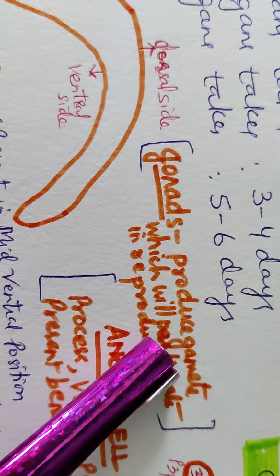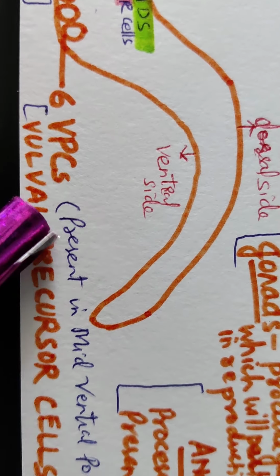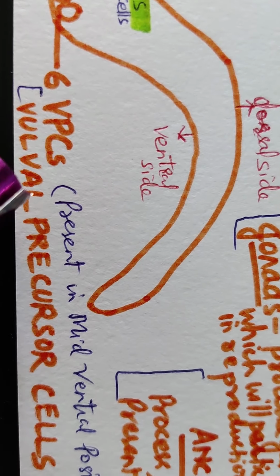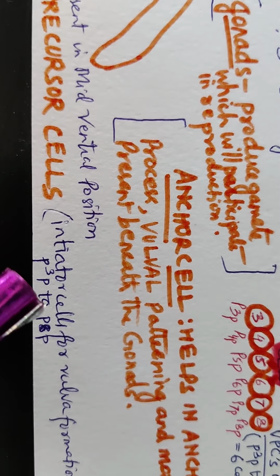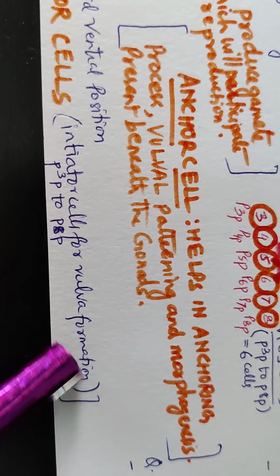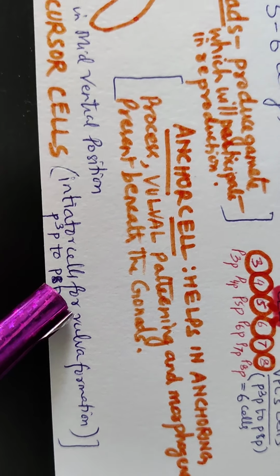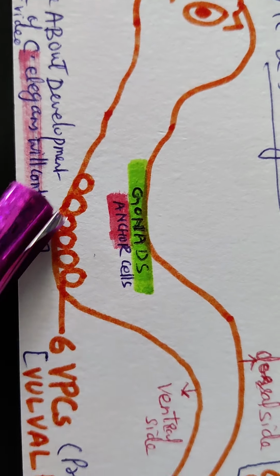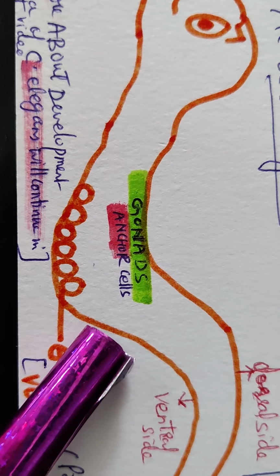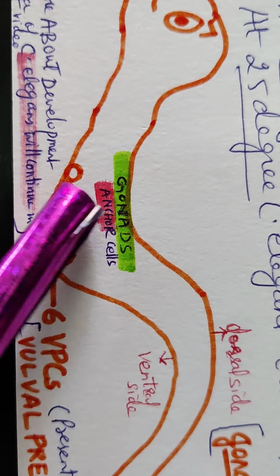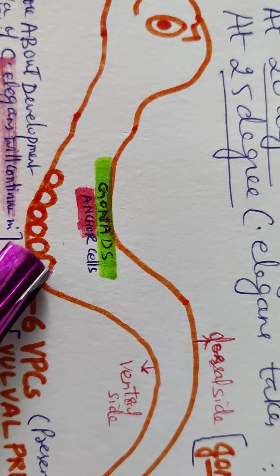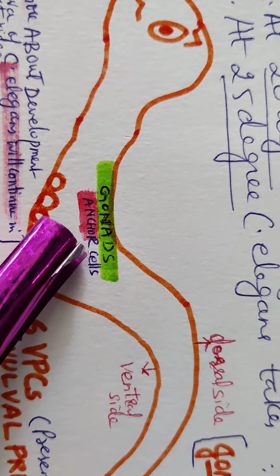participate in reproduction. On the ventral side, the 6 VPCs, which are called vulval precursors, are present in the mid-ventral position. They initiate cells for vulval formation, P3.p to P8.p. Here are the 6 cells shown in this groove-like part, which will be activated by the anchor cell when it secretes the ligand, and the concentration of that will come here and will activate this.